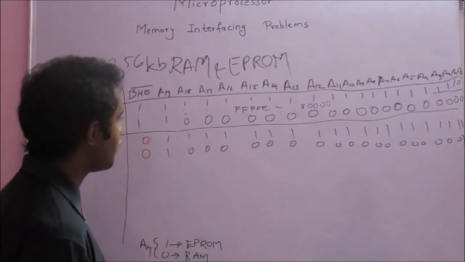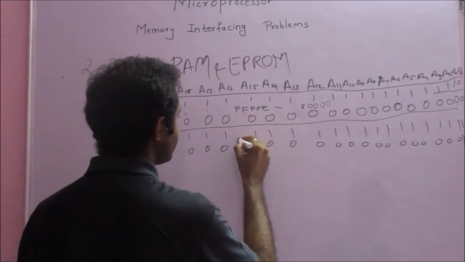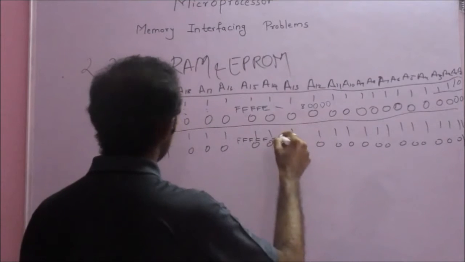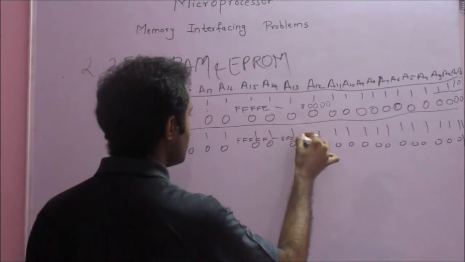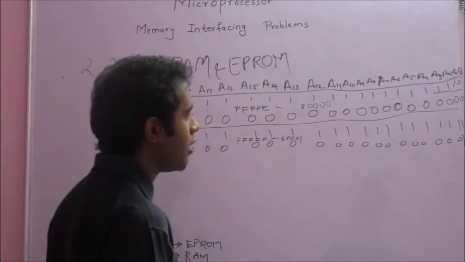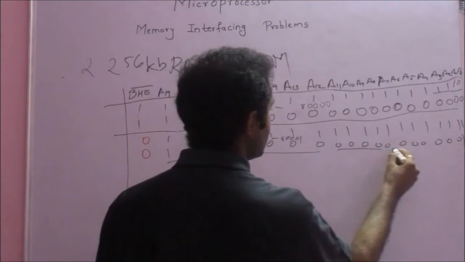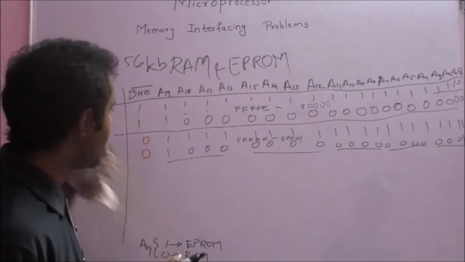So the address lines go from F to 80001. Okay, like 80001. Now we'll go to the next part of it. Now we completed EPROM successfully.